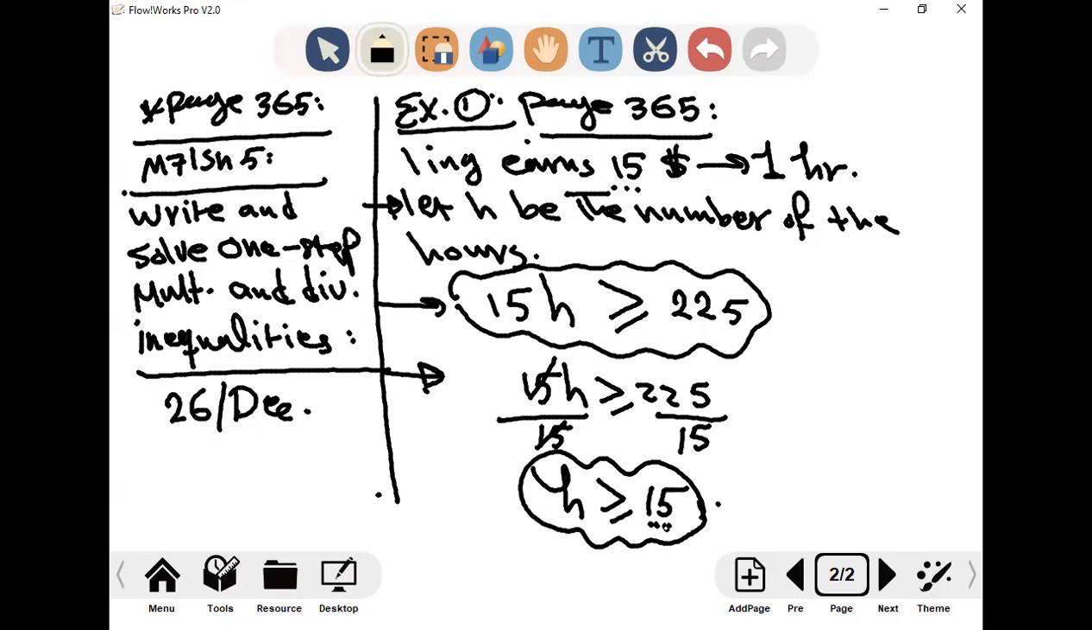Here, if you go to your book, guys, you have an empty square, see it? In part B, fill it. x more than or equal to what? 15. This is the answer. They represent the number of hours by x. We use h, so it's okay.